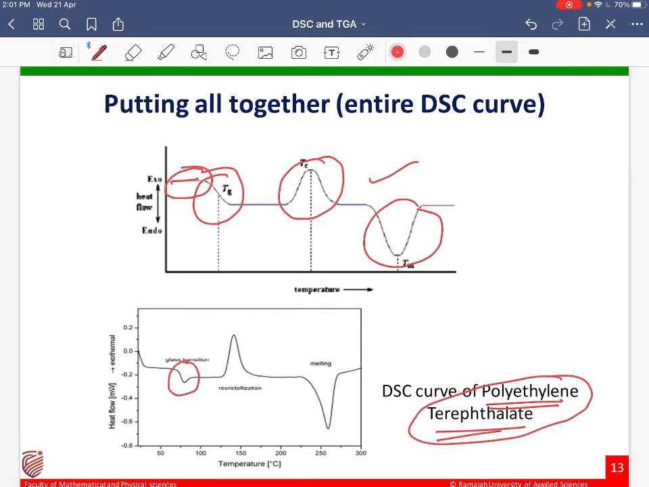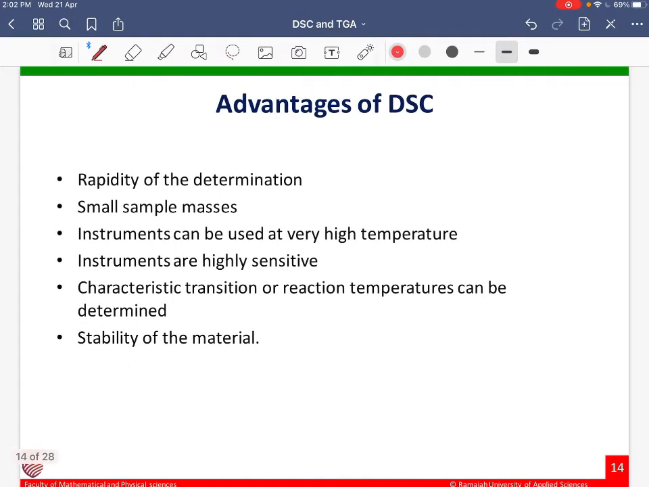So we can see there is a glass transition temperature in the range of somewhere around 60 degrees to 70 degrees. There is a recrystallization temperature somewhere around 130 degrees Celsius and a melting peak somewhere around 260 degrees Celsius for polyethylene terephthalate.